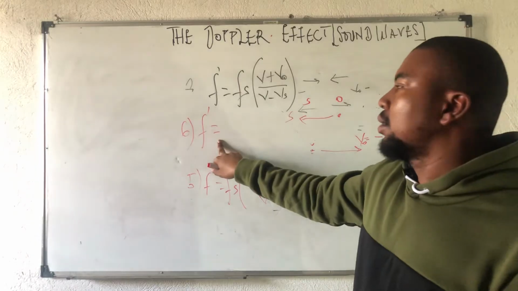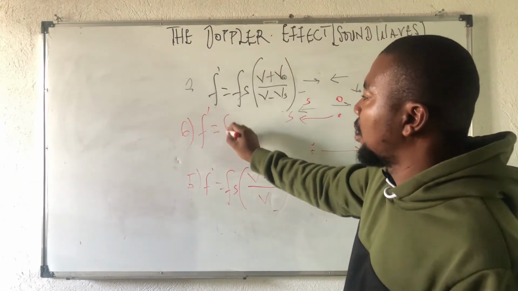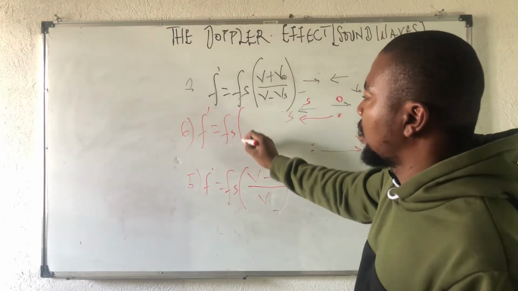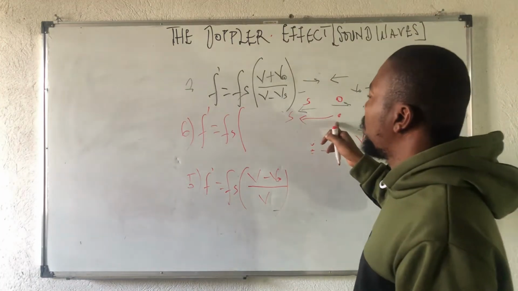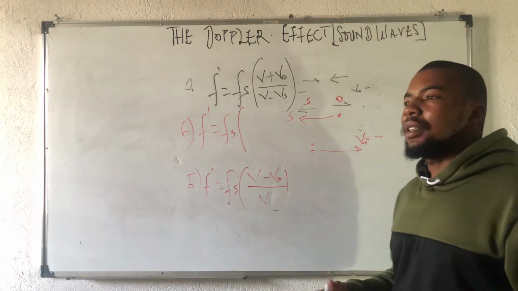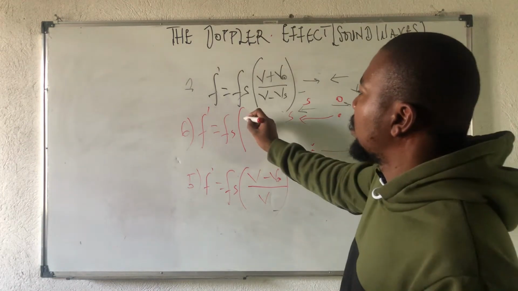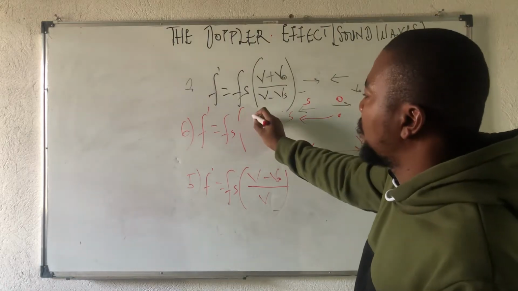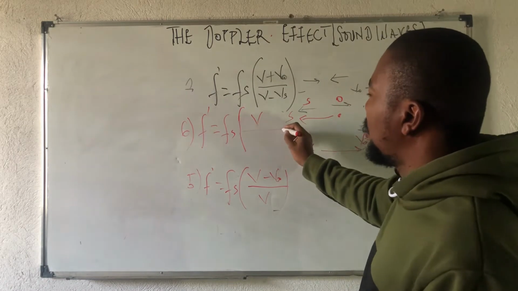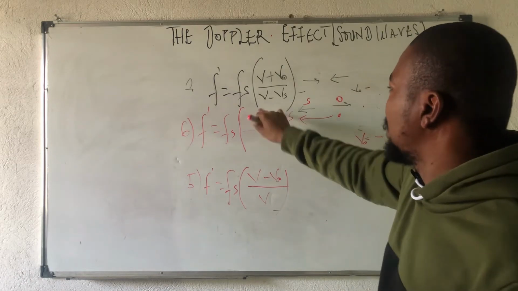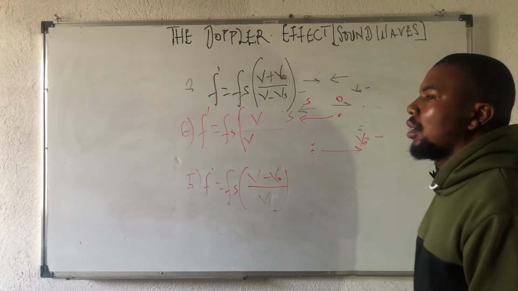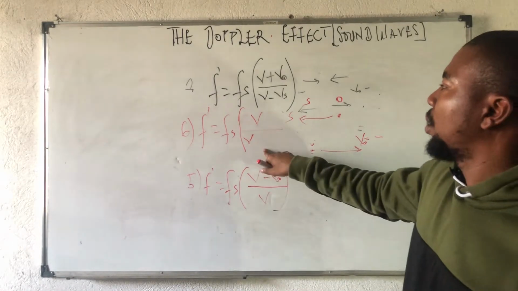the apparent frequency formula now becomes Fs, which is the frequency of source. For the observer, the velocity is zero because he is stationary. We're going to have our V, which is the speed of sound in air, all over. For this part here, we have our velocity or speed of sound in air as well.